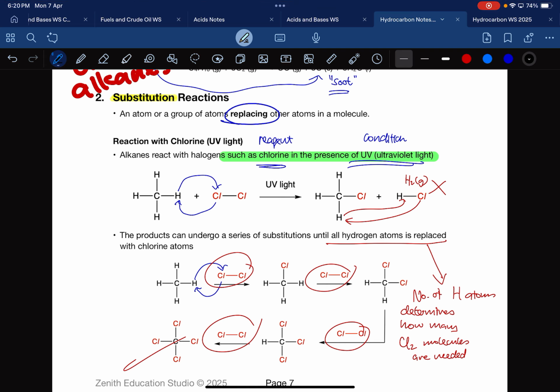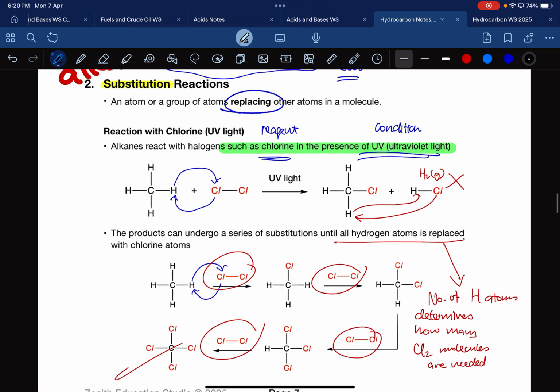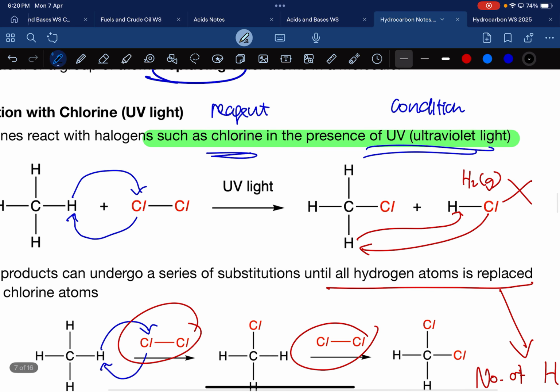With that in mind, UV light. Good question. Why do you need UV light? Let's talk about something. This is a chlorine molecule, right? Each chlorine atom in this molecule got how many electrons?